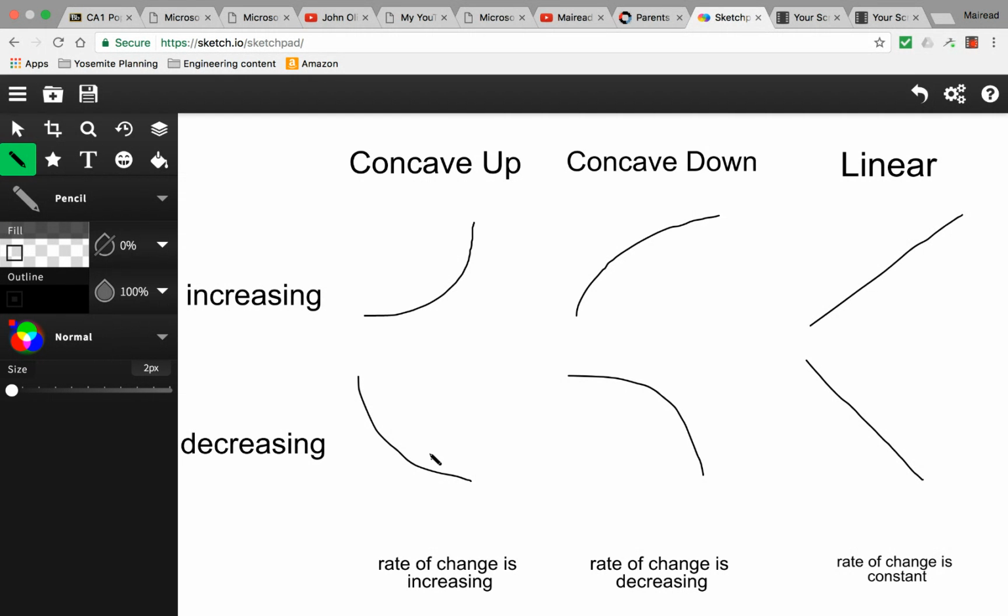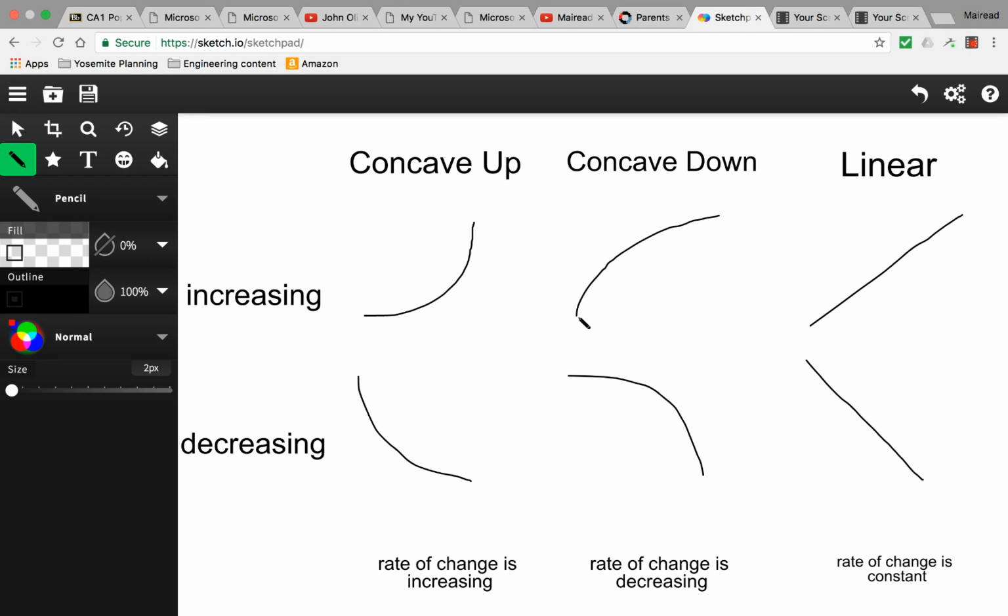That's the one you have to look at some examples of and really convince yourself that in the concave up decreasing situation, that rate of change is still increasing because it's negative, but getting less negative. And if I'm negative and getting less negative, that means that number is increasing.